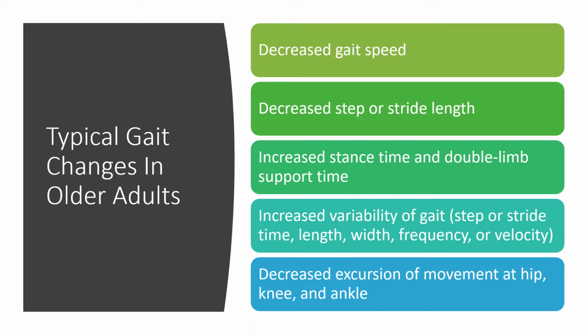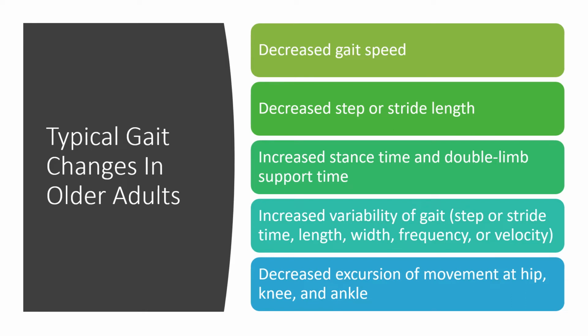Listed here are some typical gait changes in the older adults. None of these should be really surprising, but things just to take into context with our older patients as we work with them. We will tend to see a decreased gait speed. We tend to see decreased step or stride length, increased stance time and double limb support time, increased variability of gait, either step or stride time, length, width, frequency, or velocity, so any of these can change, and then decreased excursion of a movement at the hip, knee, and ankle.